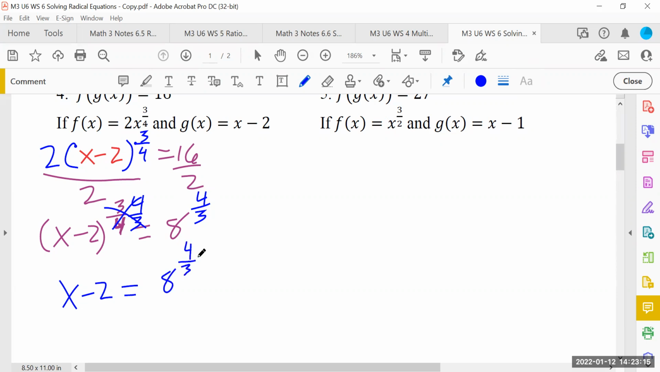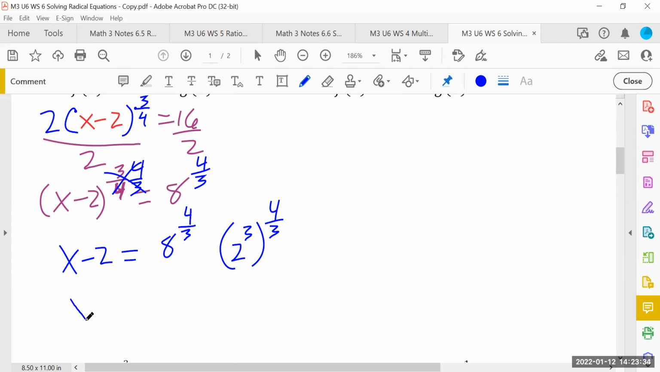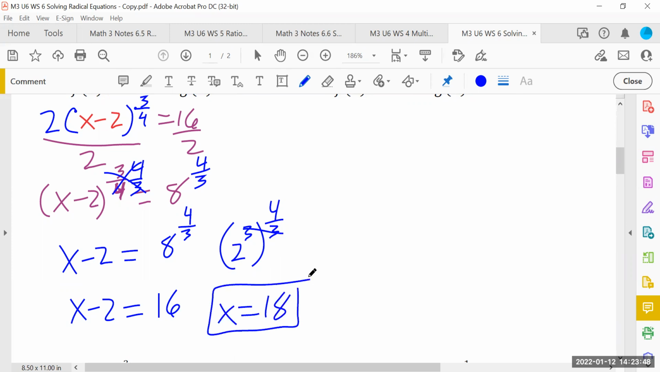And then we've got some options for how we want to simplify this. You can take the cube root of 8. That would be fine. Or you can write that 8 as 2 to the 3rd power raised to the 4/3. And if I multiply 3 and 4/3, the 3's are going to cancel out. This actually ends up being x minus 2 equals 2 to the 4th power, or 16. Can add 2 to both sides, get x is equal to 18. There's our answer.